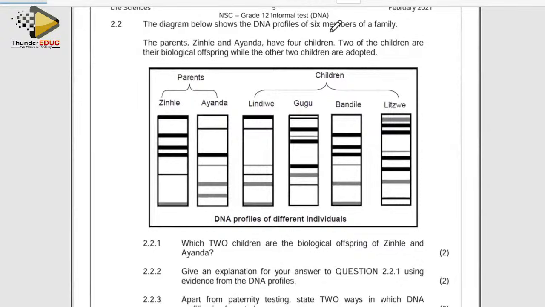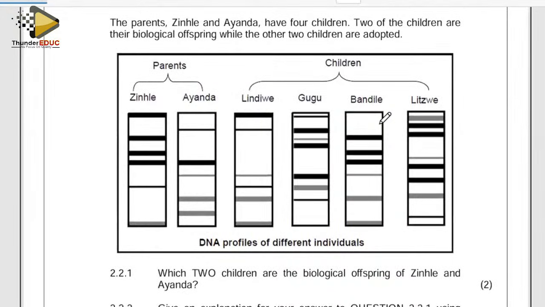Okay, the diagram below shows the DNA profile for six members of a family. The parents of Zintle and Ayanda have four children; two of the children are biological offspring, while the other two are adopted. What does it mean? It means that those who are not biological, their profile is not the same. If you look at these profiles, the profile here must match with the kids. Since this is a paternity test, you're looking for the father and the mother, so you have to check the bands which correspond for both children. All of them must be covered.